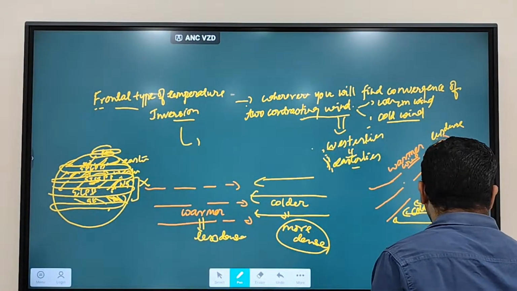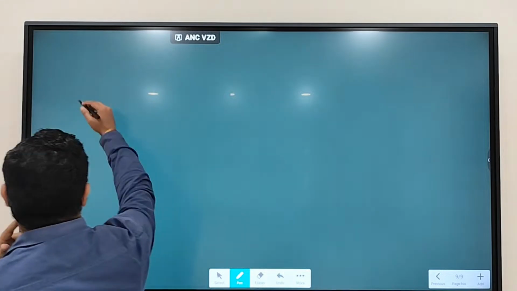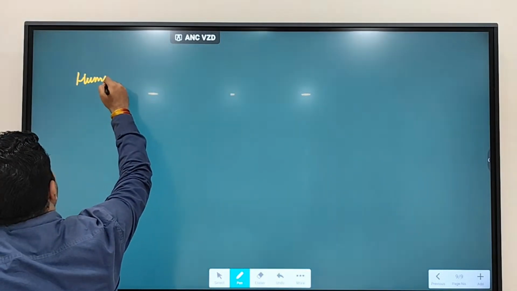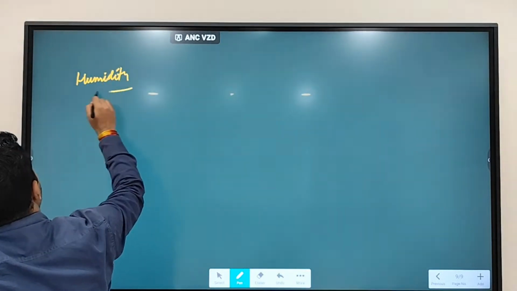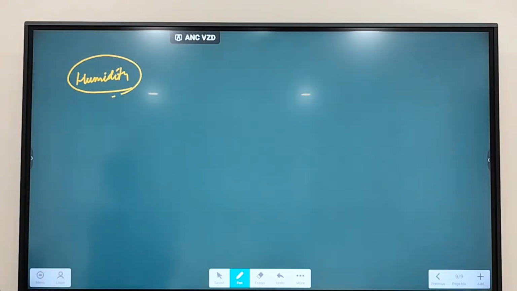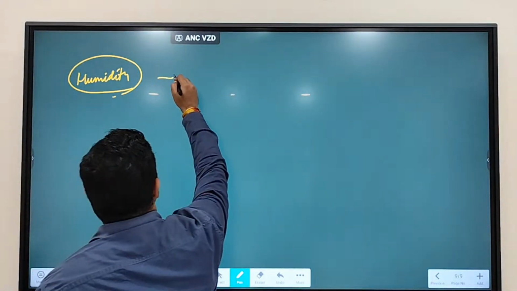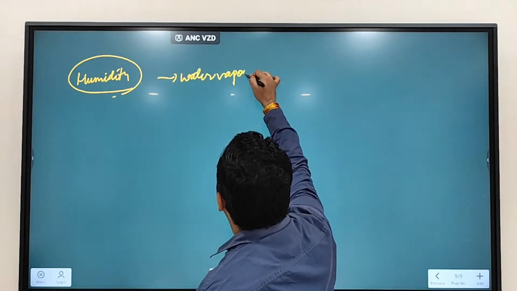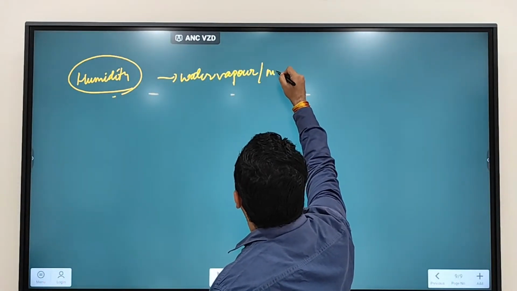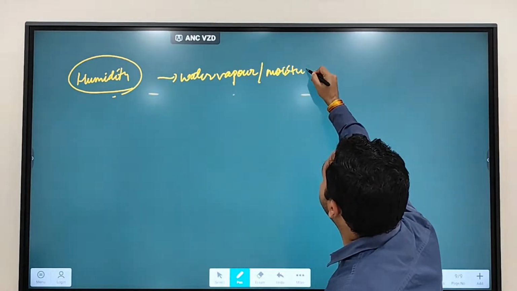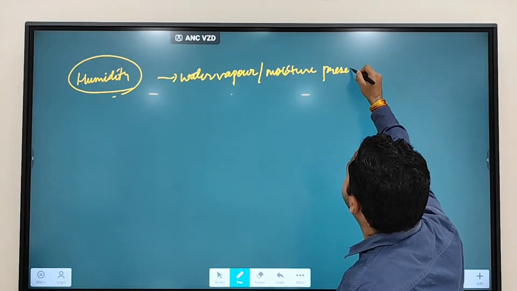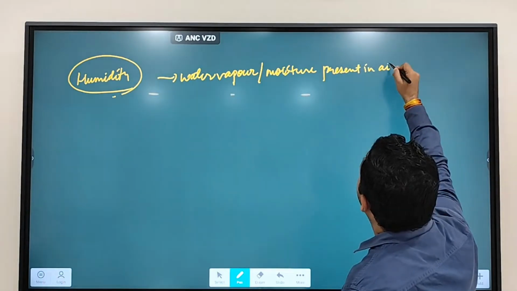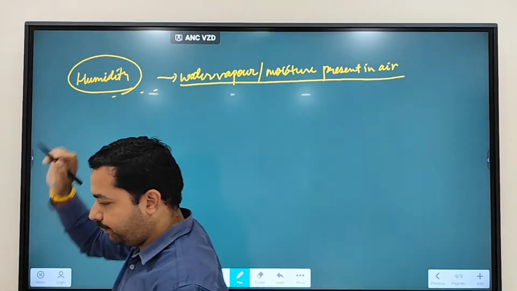Next comes the concept of humidity. What is humidity? It is simply the moisture or water vapor present in the air. Water vapor or moisture present in air is called humidity. Fine.